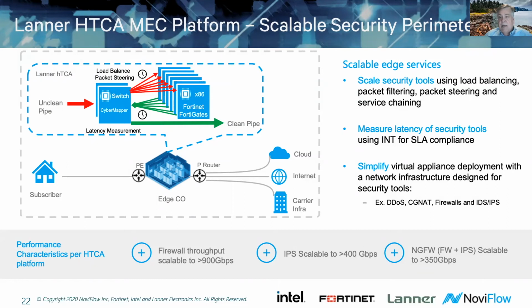Capacity may be scaled up or scaled down dynamically. VNF latency is measured through in-band network telemetry. With the compute resources available on the Lanner HTCA platform, we estimate the following Fortinet firewall throughput performance. More than 900 gigabit per second of pure firewall, more than 400 gigabit per second of IPS, and more than 350 gigabit per second of firewall plus IPS.